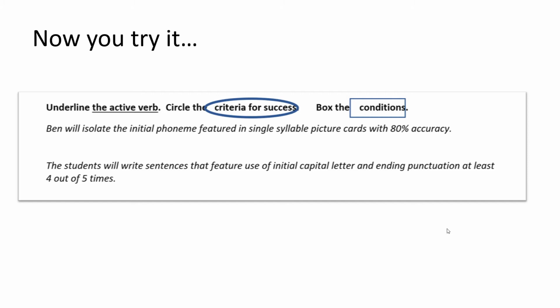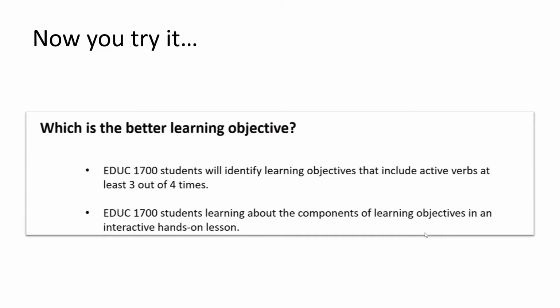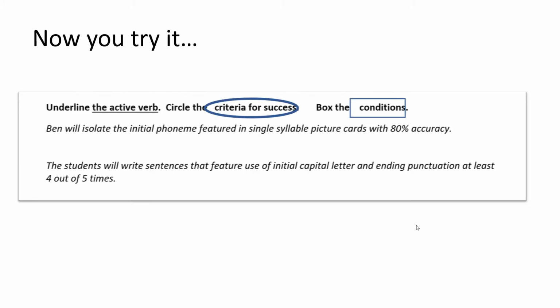Okay, so we are looking for the criteria for success, 80%. The active verb, isolate the initial phoneme. And the condition featured in single syllable picture cards, right there it is.